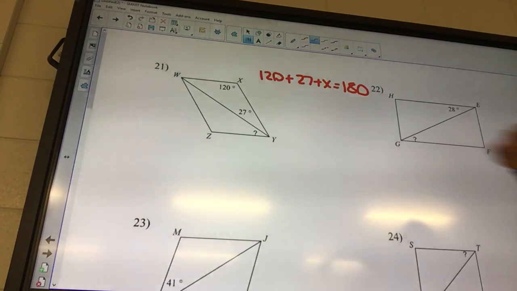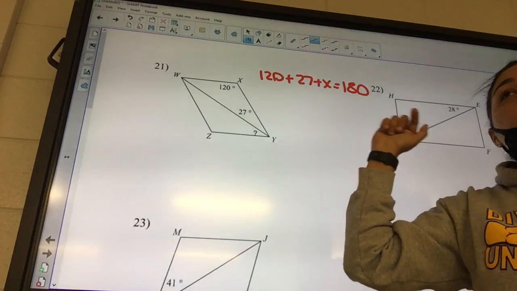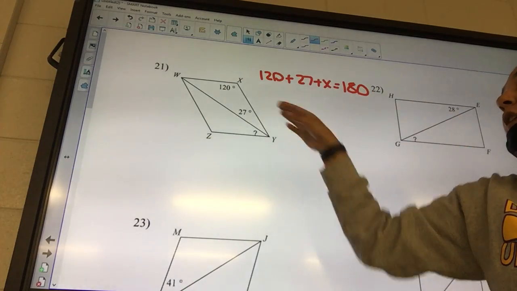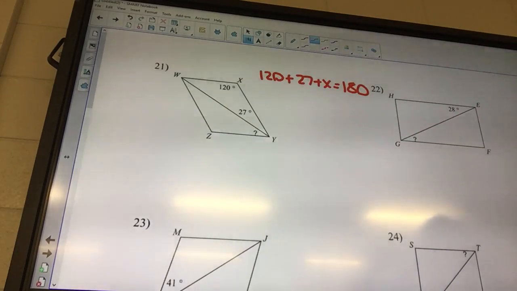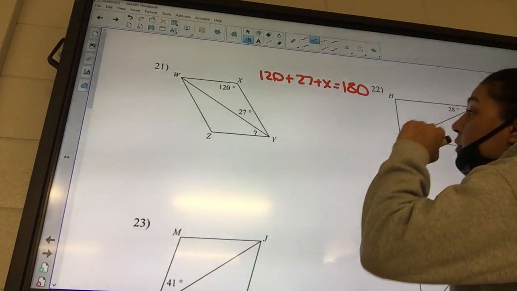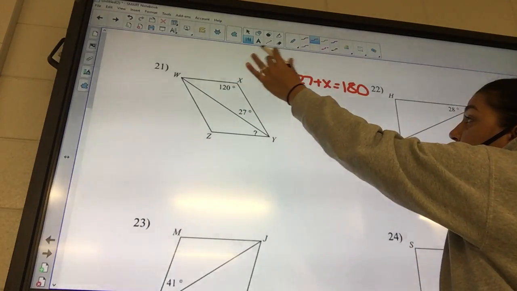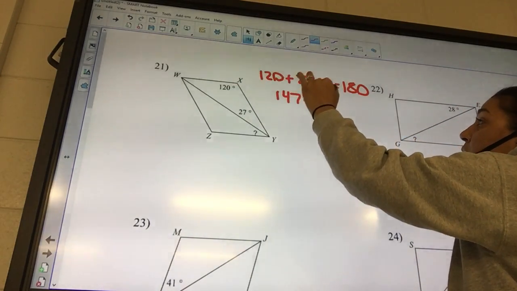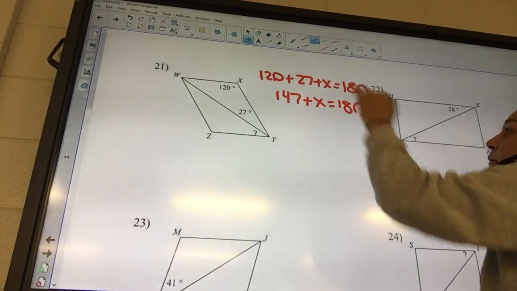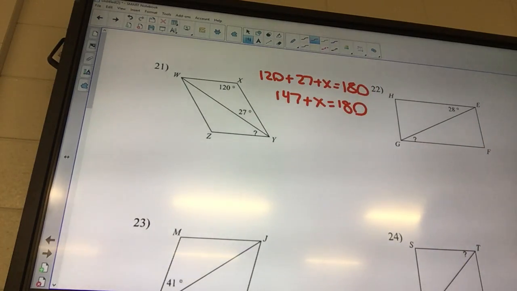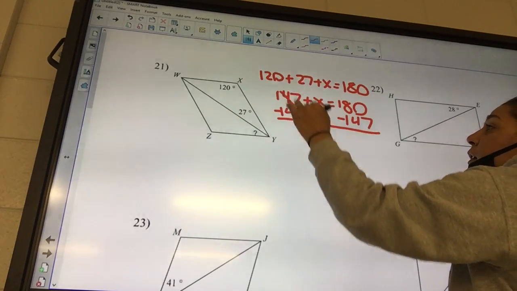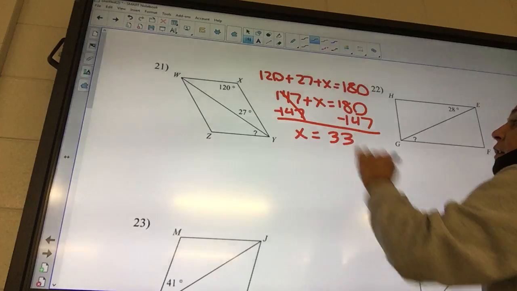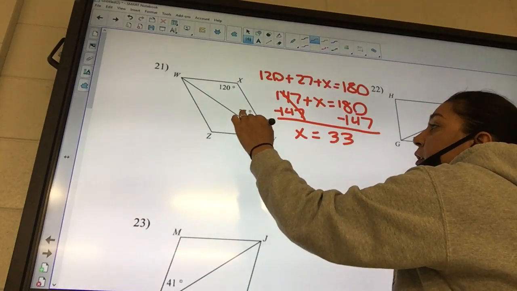So don't get in the habit of saying, well, there's two numbers and a question mark, so they're going to add up to 180. Because what if there's two numbers and a question mark? Okay, so make sure that you're paying attention to where the question mark's at and the other information on the page. So 120 plus 27 is what? 147. And we got plus x equals 180. Subtract 147 from both sides. 33. Good. So this one is 33.